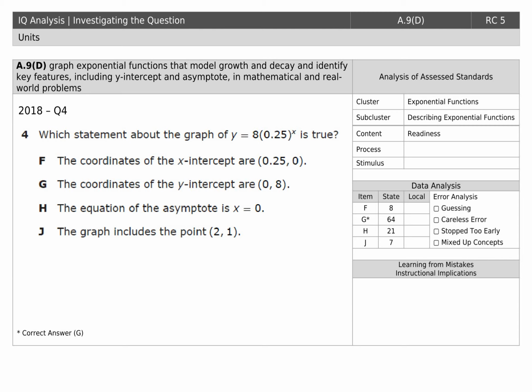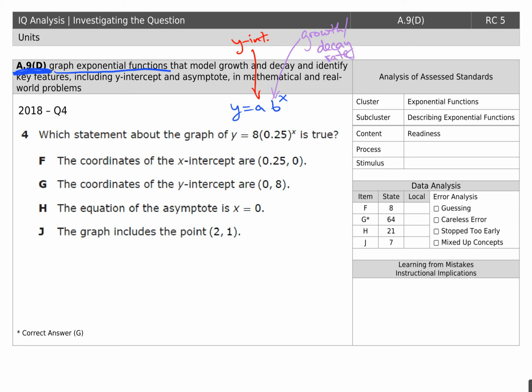Okay, getting ready for the STAAR test. We're on TEK A.9D, which is about graphing exponential functions. Here we see the equation y equals a b to the x. We remember that the a is our y-intercept or starting value, and that b is the growth or decay rate.